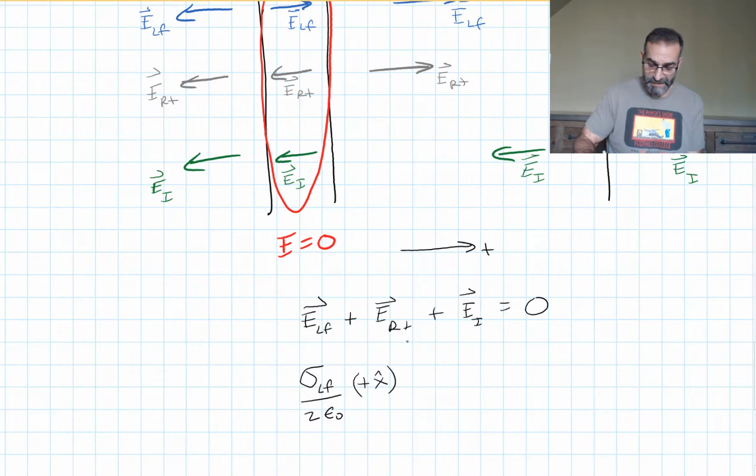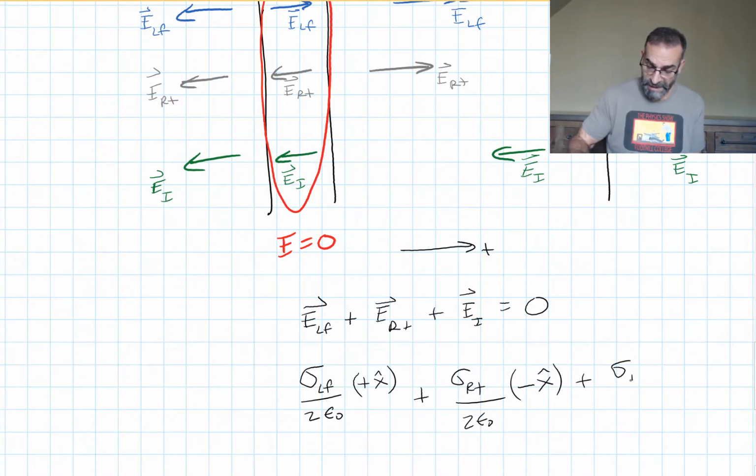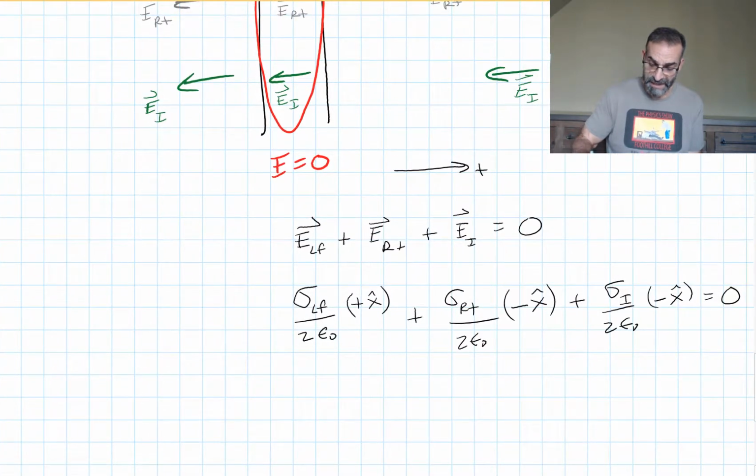What is the electric field from the right charge? It's going to be sigma right over 2 epsilon naught, and it points in the negative x direction. And then I've got a sigma insulator over 2 epsilon naught in the negative x direction. And those have to add to be zero. That means that I don't really need my unit vectors anymore.